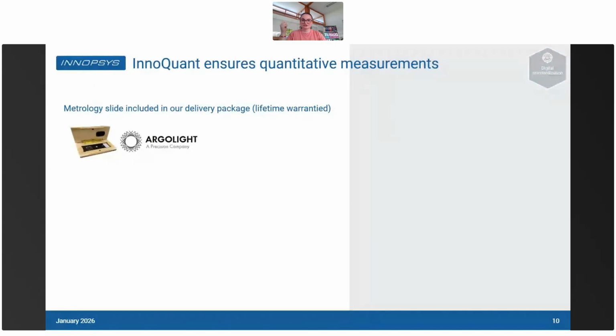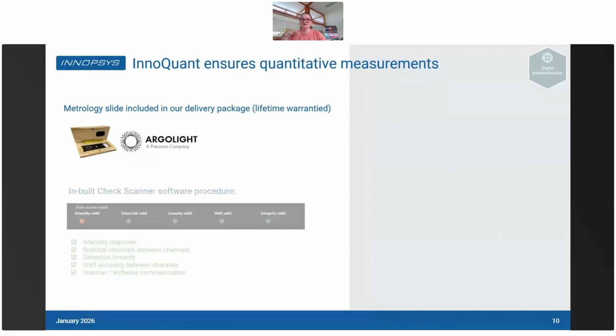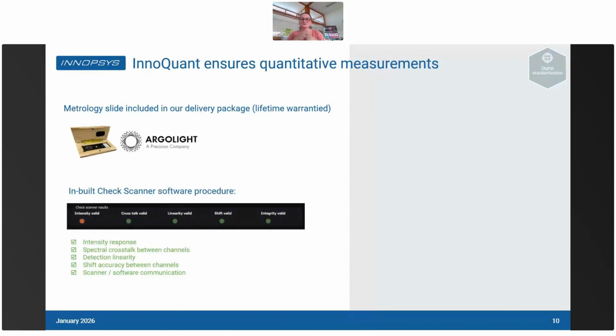So we also ensure very quantitative measurements because we have a quality control package in our system. So it comes with an Argolite slide, which is a lifetime warranty quality control slide. And we have built in what we call a check scanner procedure. This procedure is to be run like once a month or as often as you wish to check that your scanner is in the same state of parameters as when it left our manufacturing premises here in France.